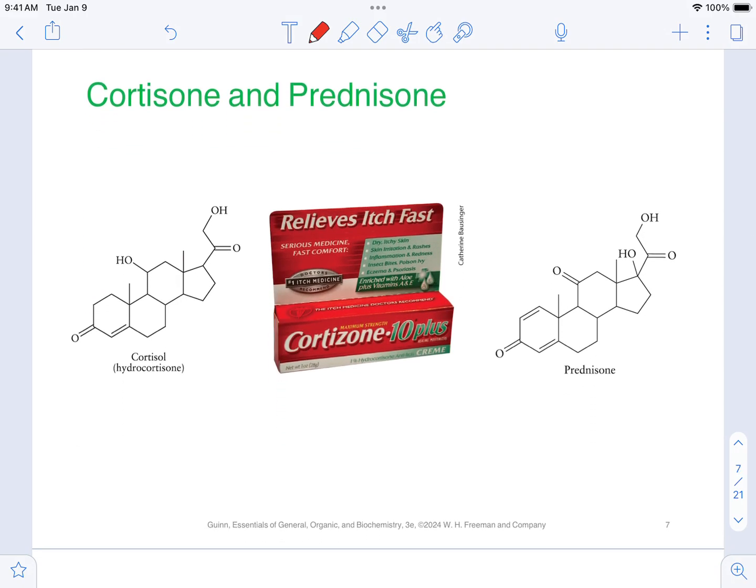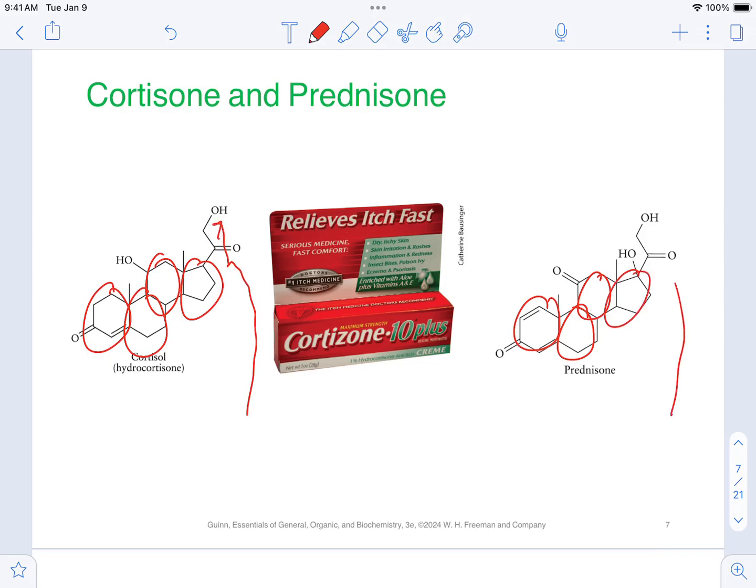So you can see here are cortisol and prednisone. Here are your 4 fused rings for your steroid. And here's the polar part.